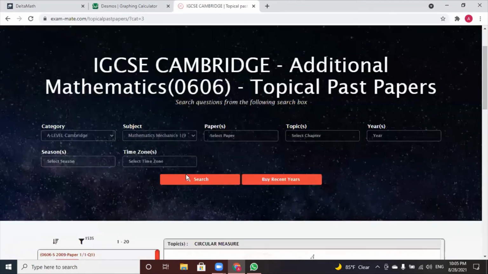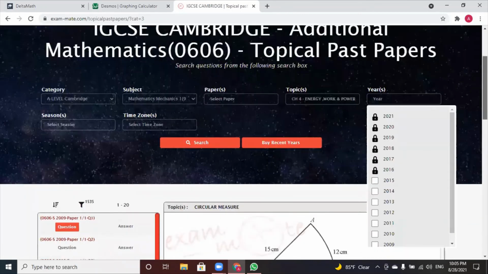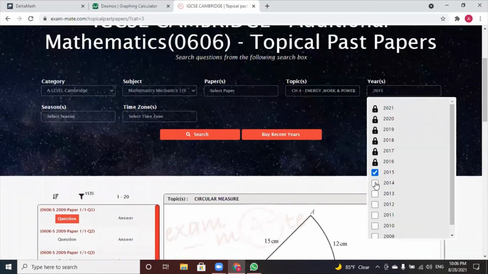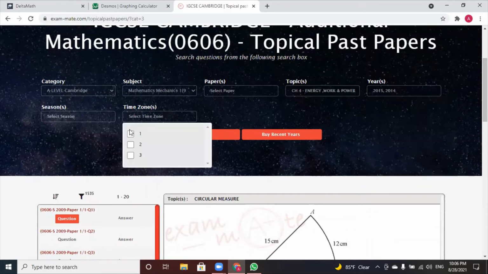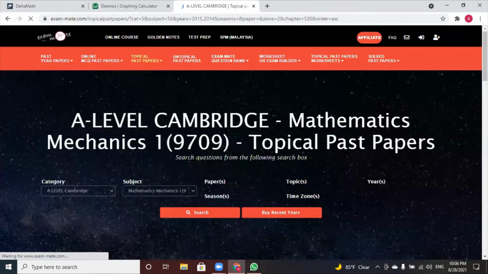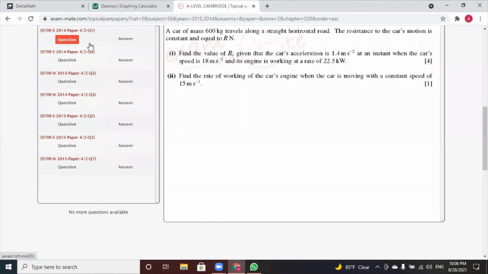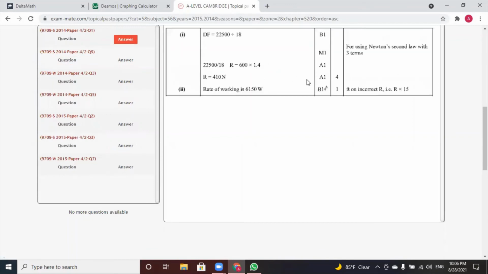So for example, here, if I have mechanics, I can choose maybe energy, work, and power, and I can choose the years that I want to check out. So maybe 2015 and 2014, and maybe time zone 2, for example. I can look at these questions. So I have questions here that are all revolving around the topic of work, energy, and power. This question, and here is the answer, of course, the marking scheme answer to the question.